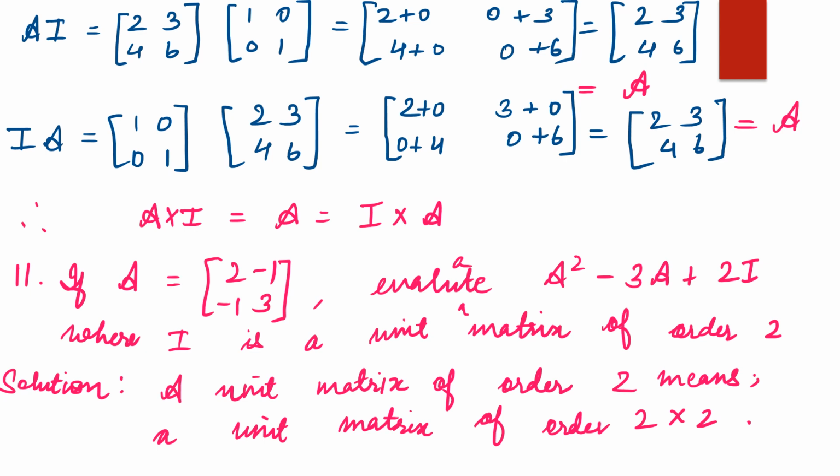If A is equal to 2 minus 1 minus 1 3, evaluate A square minus 3A plus 2I, where I is a unit matrix of order 2. Now the solution: a unit matrix of order 2 means a unit matrix of order 2 by 2.